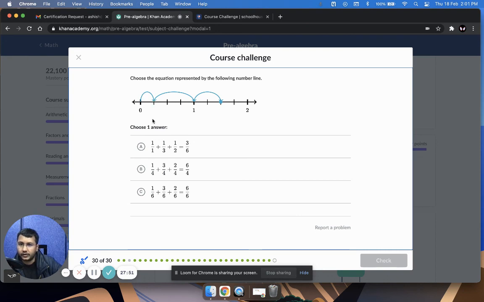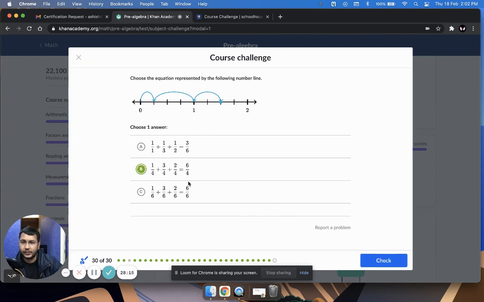So this is 1/4. One of the things is 1/4. And then what is this? This is 1, 2, and 3. That's 3/4. And then same thing continues. This is 1 and 2. So 2/4. So 1/4 plus 3/4 plus 2/4. 4 is in the denominator. 1 plus 2 plus 3 is 6. So 6/4. Option B makes sense to me.